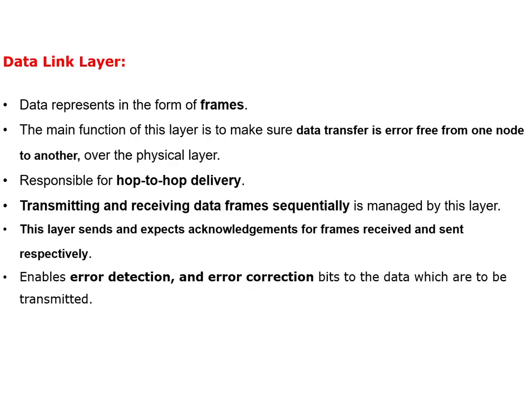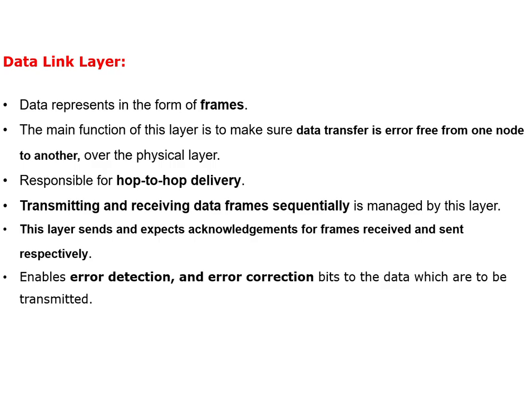And coming to the next, the data link layer, it is the second layer in the OSI reference model. The data link layer transmits the data in the form of frames. What is meant by a frame? A frame is nothing but a collection of bits. The group of bits we call a frame.